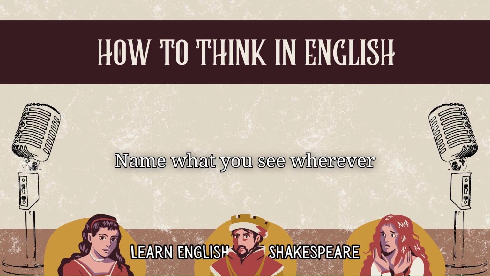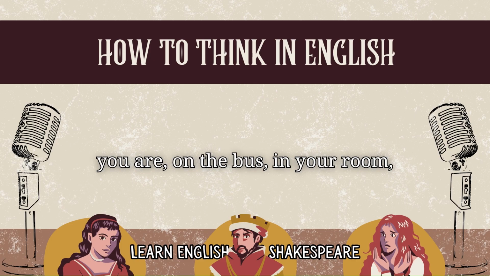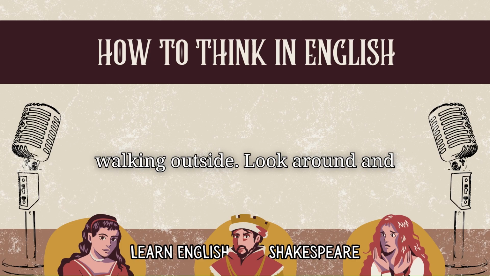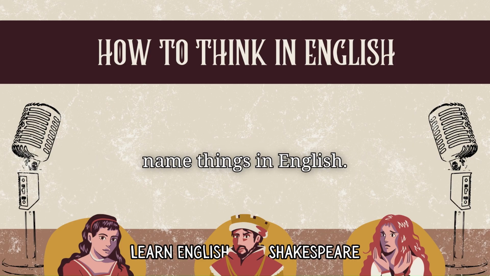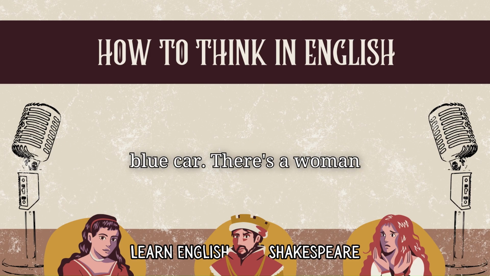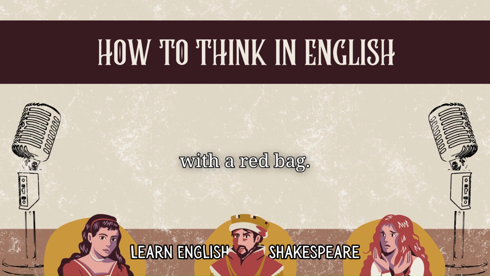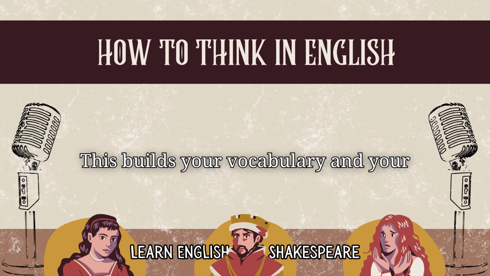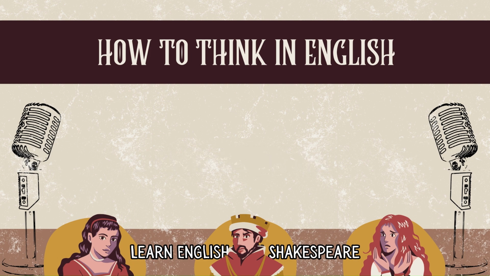1. Name what you see. Wherever you are, on the bus, in your room, walking outside, look around and name things in English. That's a tree. I see a blue car. There's a woman with a red bag. This builds your vocabulary and your ability to think fast.